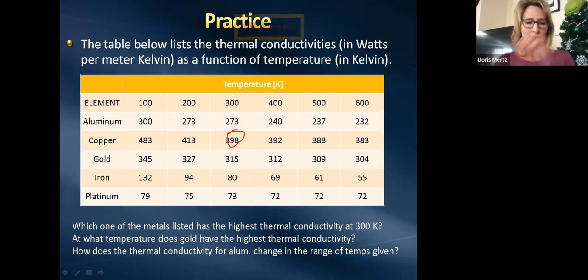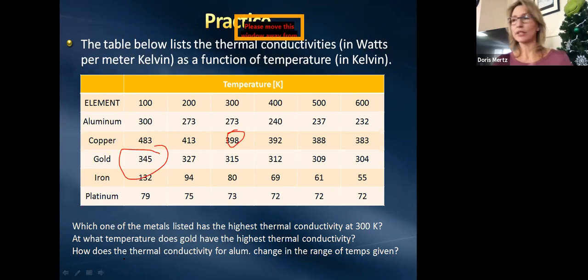All right. At what temperature does gold have the highest thermal conductivity? So this time we go to gold. What? 100. All right. Now these are just those ones that we would call an interpretation.